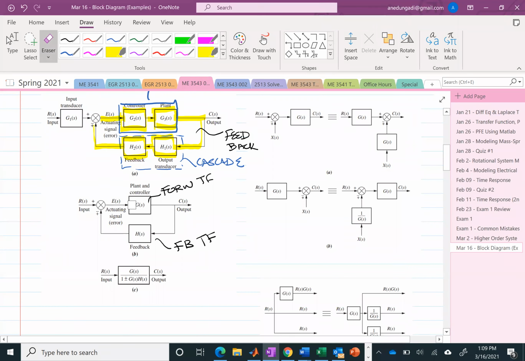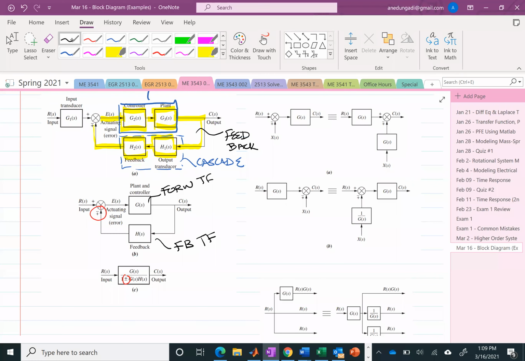is G, the forward transfer function, divided by 1, and then the negative of the feedback. So if this is minus, then you have a plus. If this is plus, you have a minus. So please make sure that you understand that whatever the sign of the feedback is, you have the opposite sign here. So 1 plus or minus G times H.